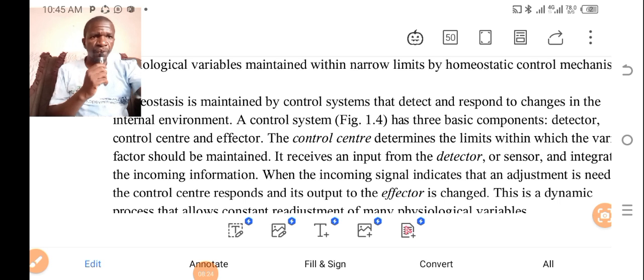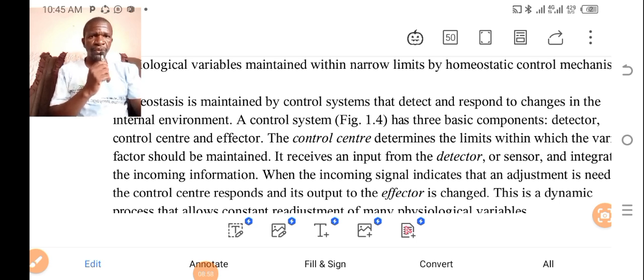So the control center determines the limits within which the variable factor should be maintained. It receives an input from the detector or a sensor and integrates the incoming information. So this is what happens. The detector takes the form of sensors. So the body has sensory nerve endings that are going to detect changes in temperature, that it's hot or it's cold, and send that information to the control center, which is in the brain.